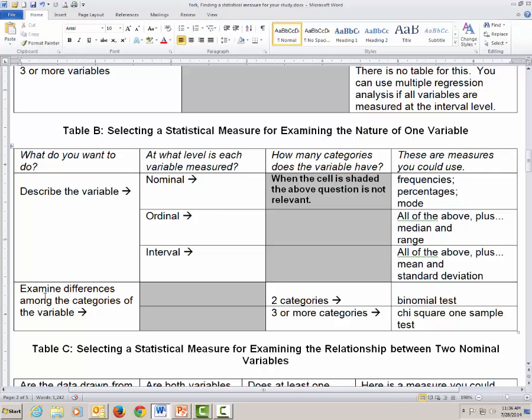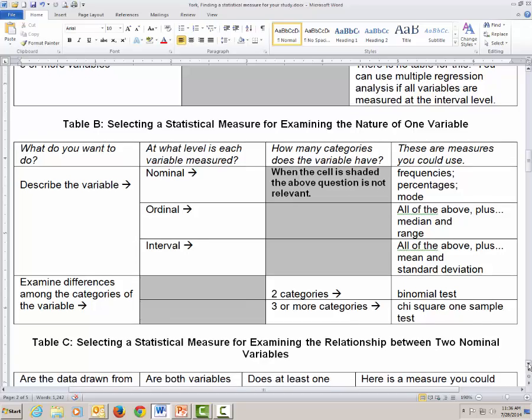Moving down to examining the differences among the categories of the variable, which means, of course, you have a nominal variable. If there are two categories, then the binomial test would be appropriate. Three or more categories means the chi-square one sample test would be appropriate.